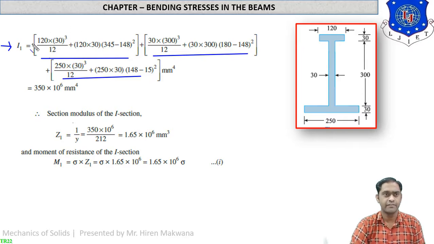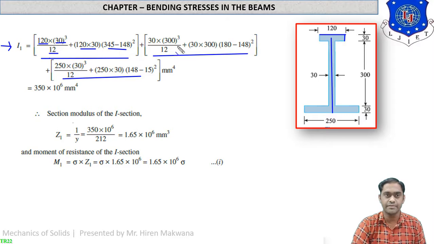Let us see how. In the first part you can see here it is Ig, BD cube by 12. So what is B? According to the figure, B is 120 and D is 30. So 120 into 30 cube by 12, which will give you BD cube by 12. Area means 120 into 30, B into D. Here it is y1 minus y bar. Y bar we have calculated as 148 in the earlier image. So y1 is what? From the bottom of the figure to the CG of the top part, which is equal to 330 plus 15, 345. So here it is y1 minus y bar, 345 minus 148 whole square.